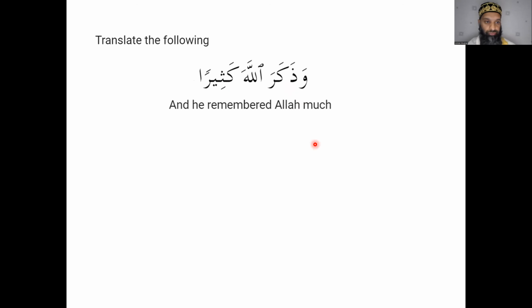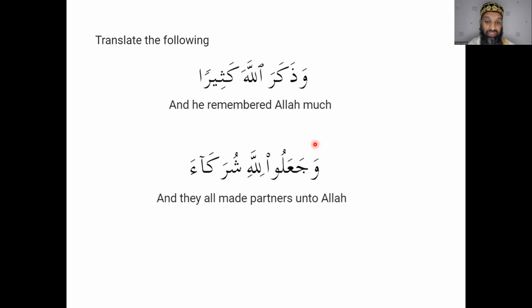Right, next one. وَجَعَلُوا. We see the word ja'ala in there. Can you see ja'ala? Something to do with making. And then we remember when we put the waw at the end and the alif, it makes it they all made. So, and they all made lillahi, unto Allah, shuraka, partners. Shirk, you know shirk? Shirk is partners. Shuraka, partners, okay? Plural. So, and they all made unto Allah shuraka, partners.